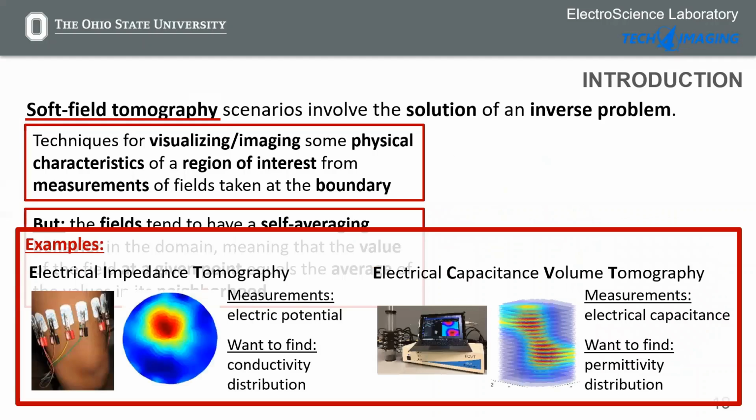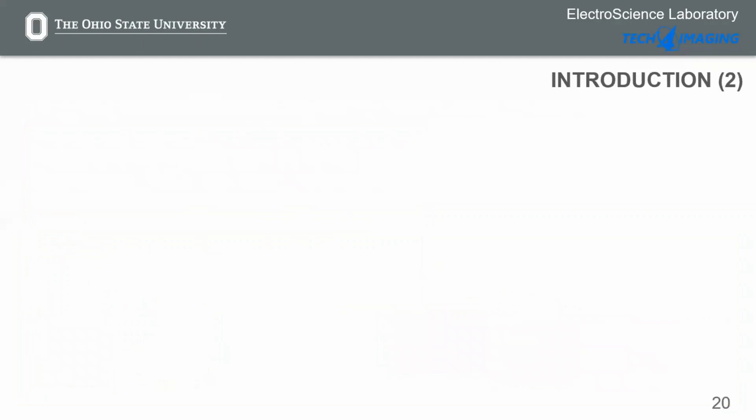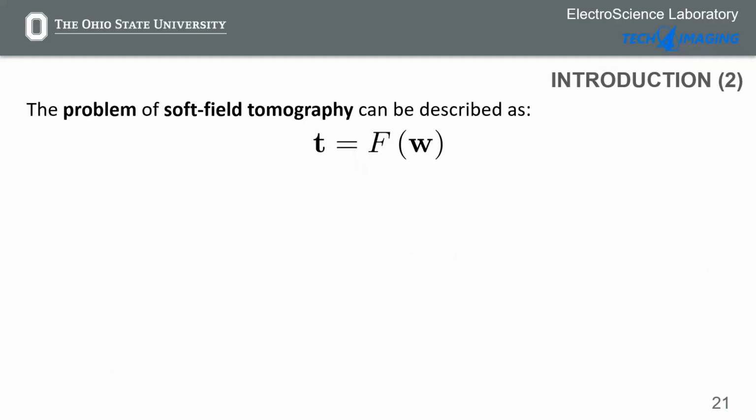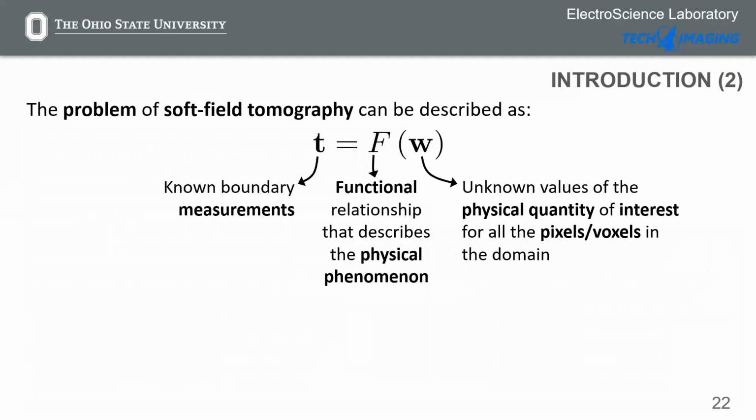Common examples of Softfield tomography are electrical impedance tomography, where we measure electric potential at the boundaries and we want to reconstruct the conductivity distribution. Or electrical capacitance volume tomography, where we measure electrical capacitance at the boundary and we want to find the permittivity distribution in the domain. Now, the general problem in Softfield tomography can be described as follows.